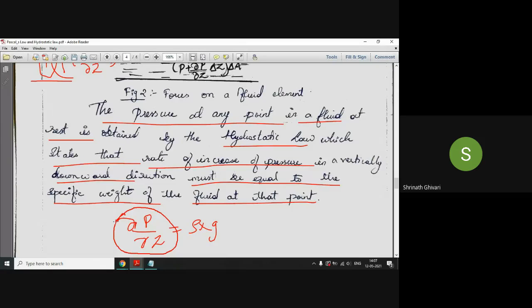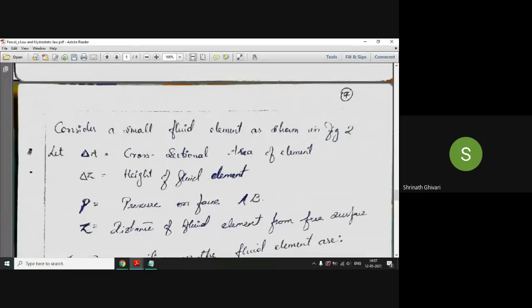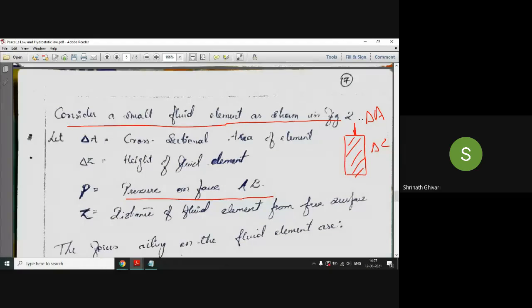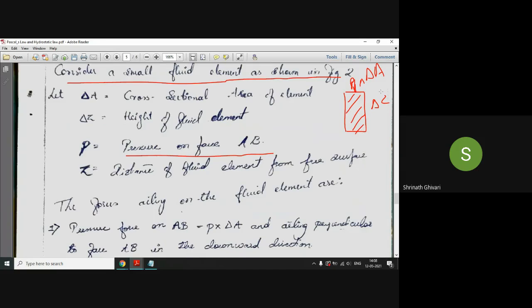So the rate of increase of pressure in a vertically downward direction must be equal to the specific weight of the fluid. You know specific weight, I should not tell you again and again. So considering a small fluid element as shown in the above figure, figure 2, this is the fluid element which I am considering. It has an area delta A and a height delta Z. Now P is the pressure force acting on the face AB, and that is at the distance of the fluid element from the free surface, from the top.